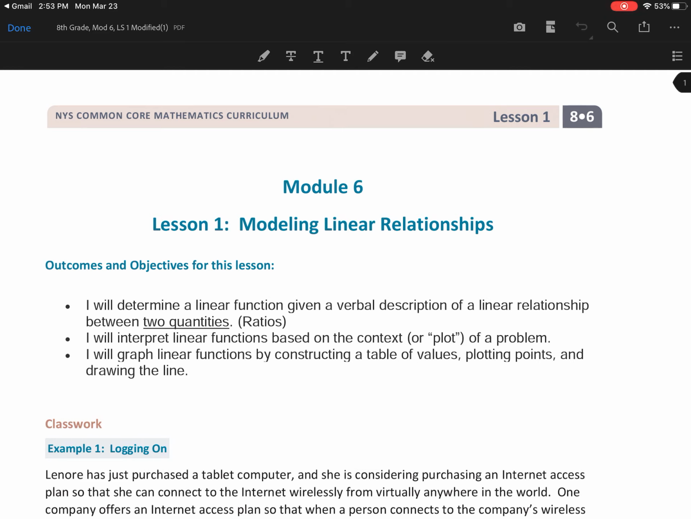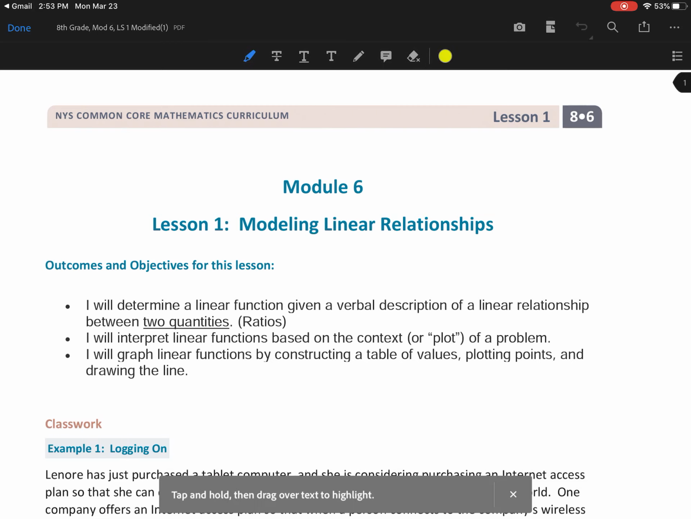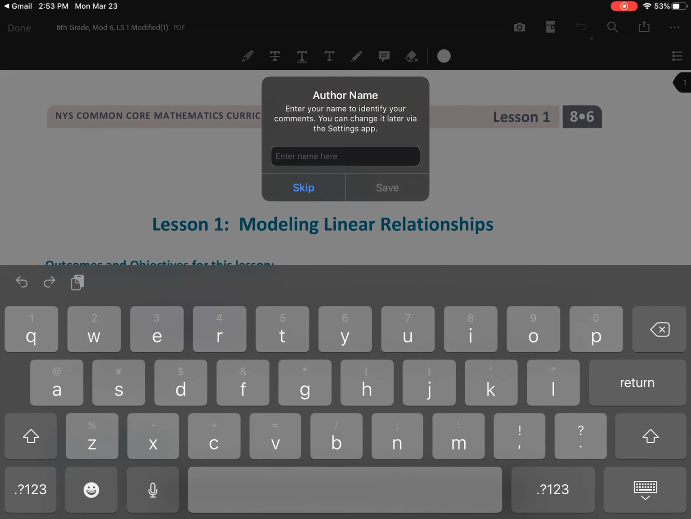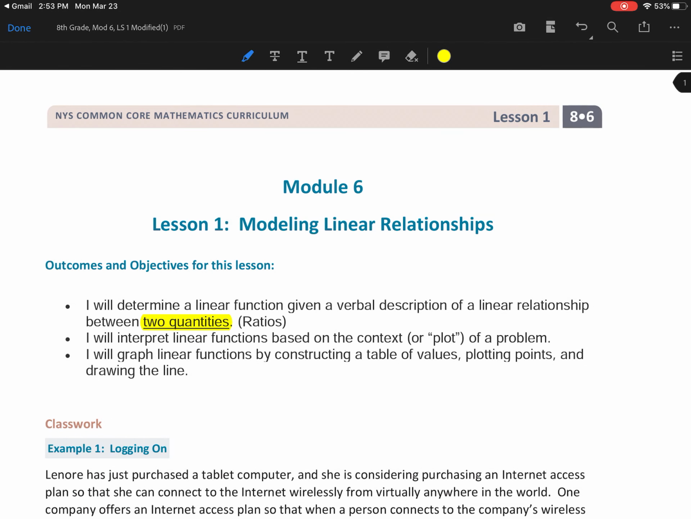Okay, so Lesson 1, Modeling Linear Relationships. First, I'd like to review the outcomes and objectives for this lesson. I will determine a linear function given a verbal description of a linear relationship between two quantities. First off is that relationship between two quantities. We are very much talking about ratios when we compare quantities, and there are ratios in all of the work we've been doing with this material, okay?